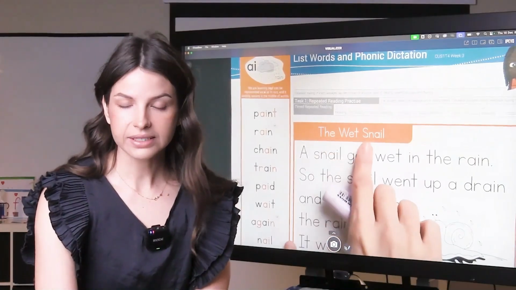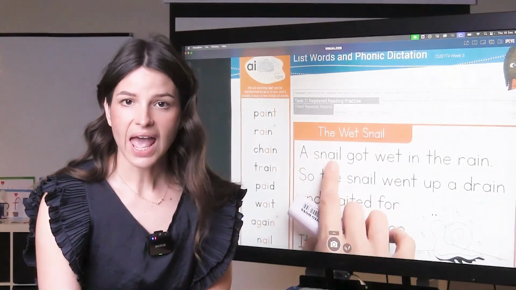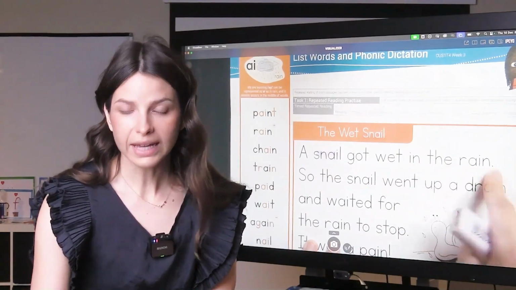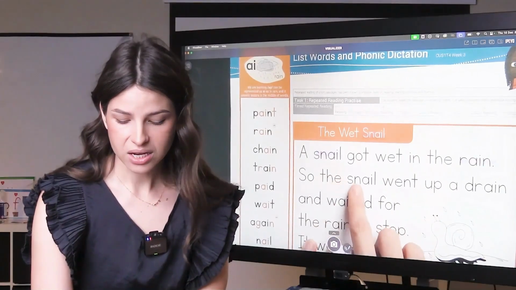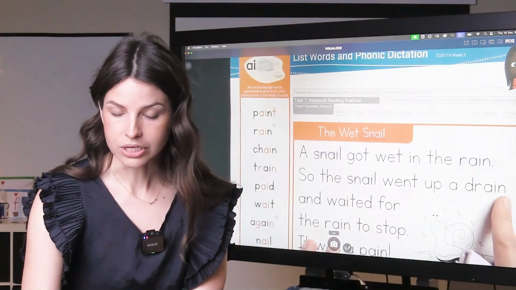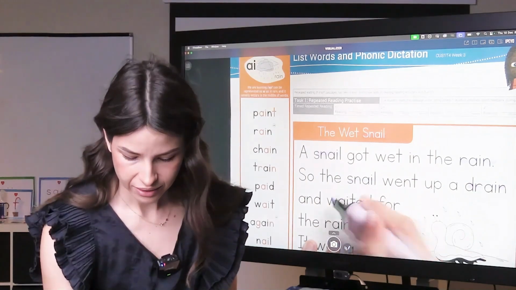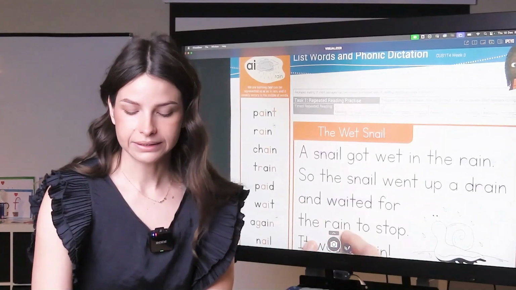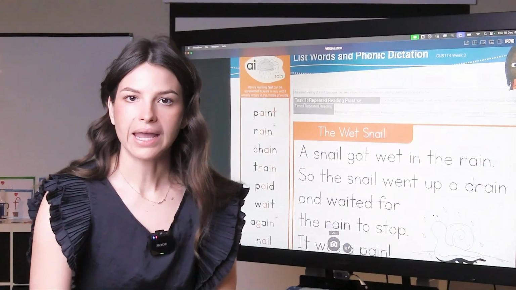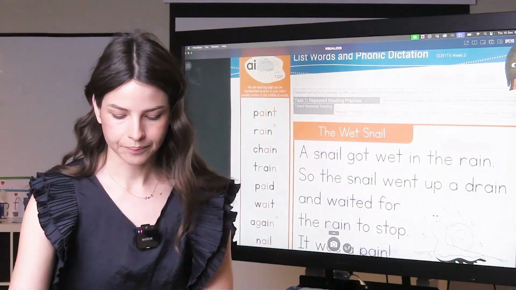The wet snail, snail. A snail got wet in the rain. So the snail went up a drain and waited for the rain to stop. It was a pain. Okay, now let's read it one more time fluently.